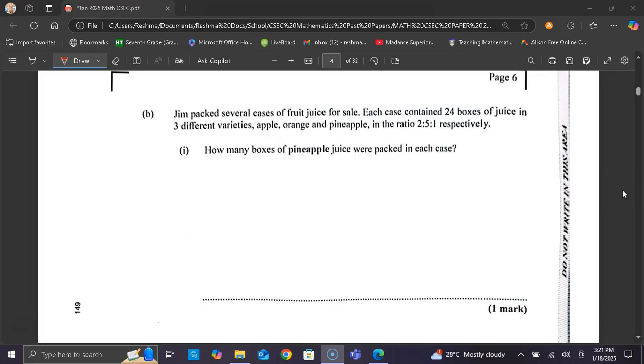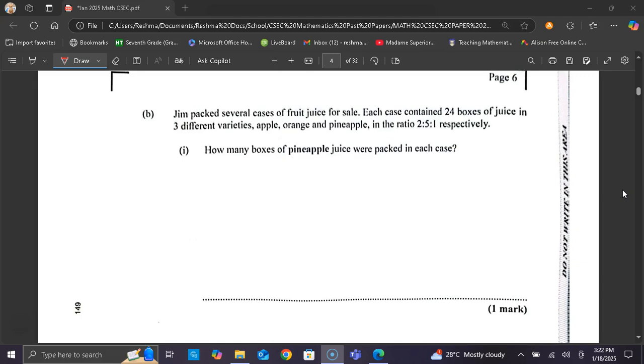So stay tuned to find out the error in this question, number 1, part B, from the CSEC Math January 2025 paper. So part B, Jim packed several cases of fruit juice for sale. Each case contained 24 boxes of juice in 3 different varieties, apple, orange, and pineapple, in the ratio 2 to 5 to 1, respectively. So part 1 for 1 mark, how many boxes of pineapple juice were packed in each case?